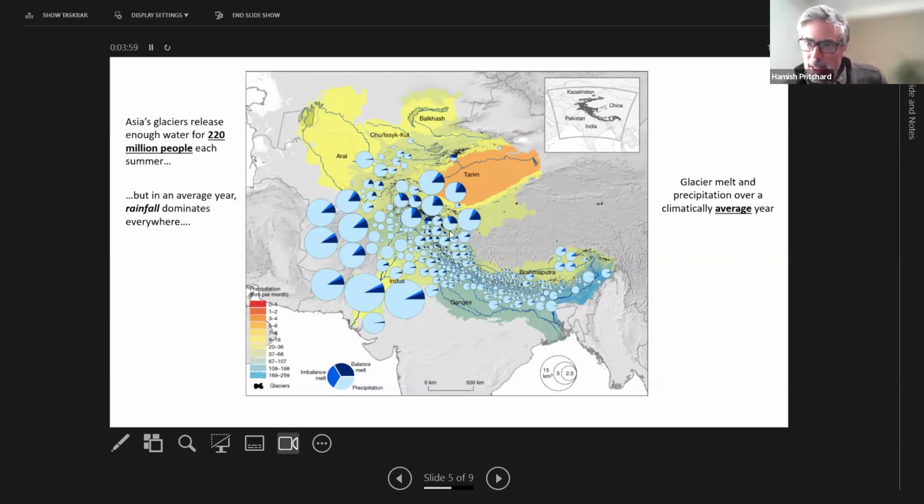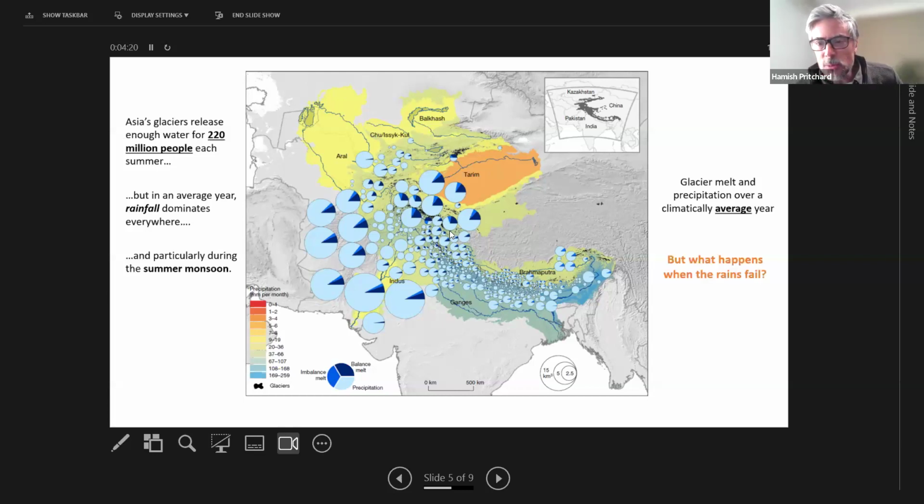But the rainfall dominates everywhere. And of course, in this region, the precipitation primarily arrives in the summer monsoon, when the melt is also occurring. And so they compete against each other. And so the melt is arguably less important than this annual picture when the summer monsoon is in play.